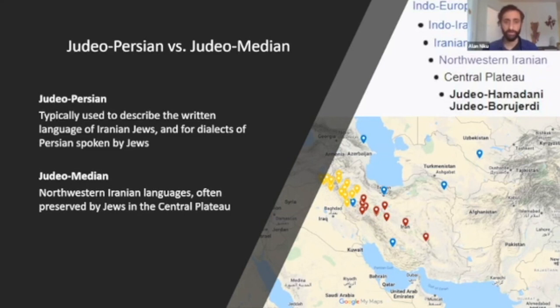These are often preserved by Jews in the central plateau. So if we want to look at it on this map, the blue dots are some dialects of Judeo-Persian that are spoken. It's very widespread. As you can see, it's kind of the language of the whole area. These red dots are Judeo-Median languages. They're much more confined to central Iran. The people who spoke them also spoke Persian, as that was a major language of the whole region, but they had their own Median languages, which are part of a different branch of this family. We'll get into it a little more.